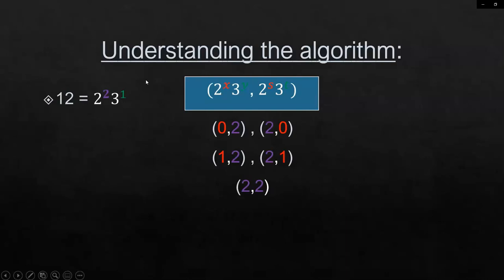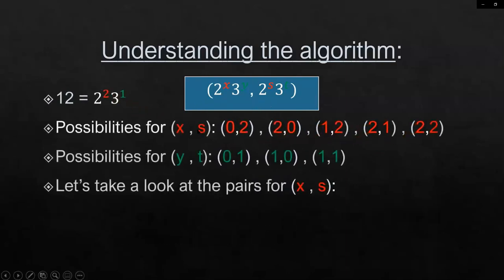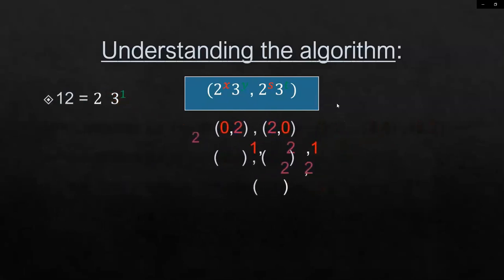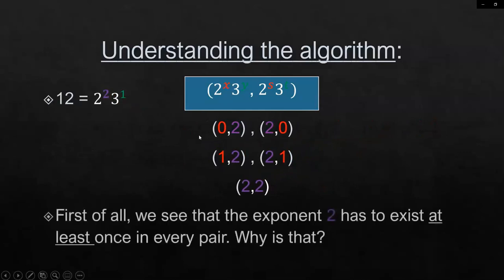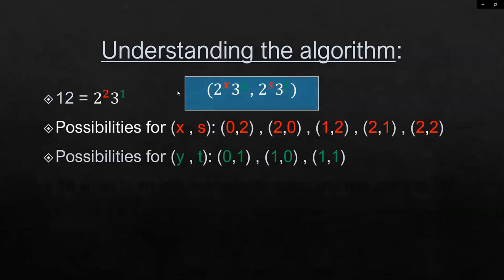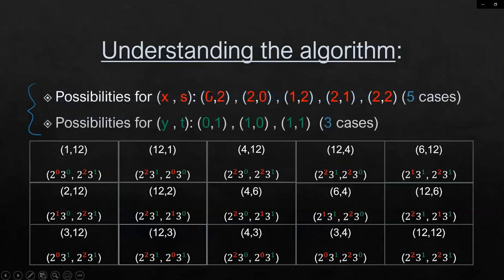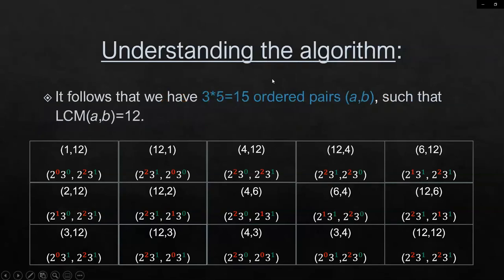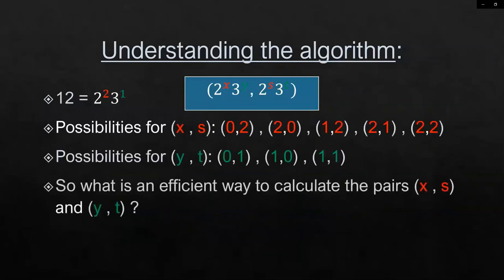So what do you notice about all the possible cases for x and s, right? These are those 5 cases. We can group them like this, okay? So let's answer this question. In all of the cases that we had back here for the possible exponents, 2 has to exist in one of the two places always, as you can see.